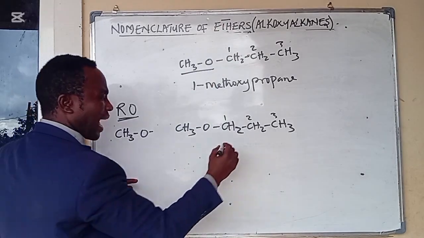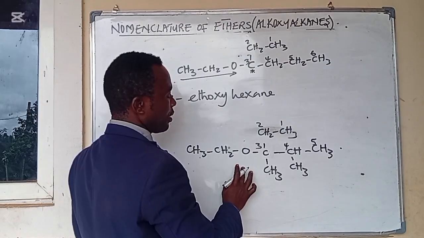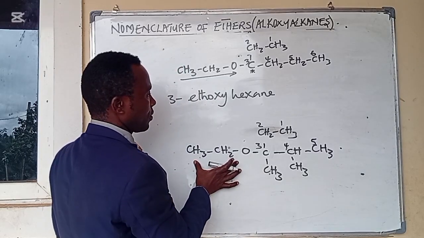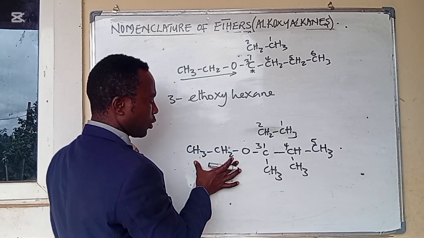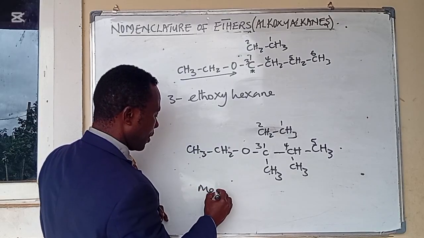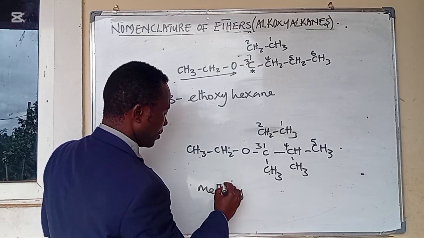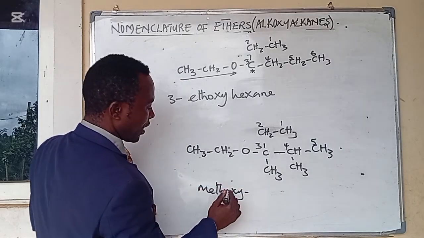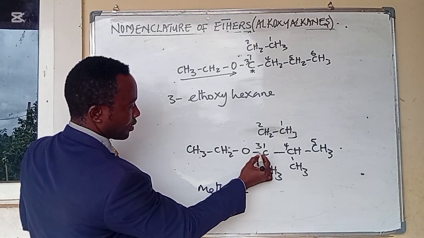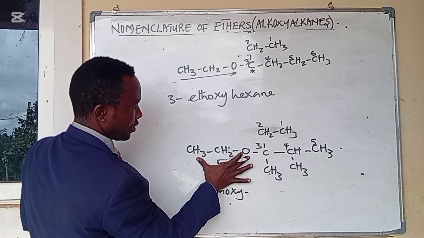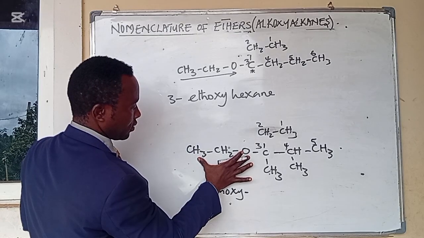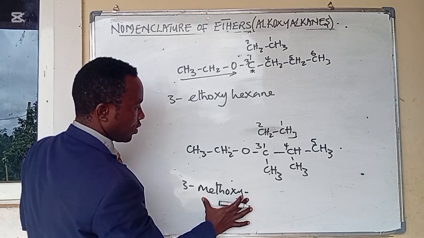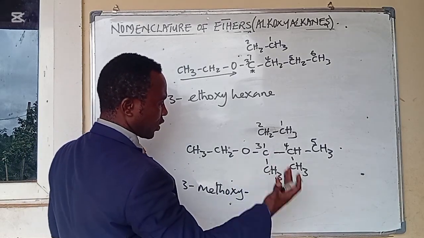ethers are alkanes, in which the name of the compound, we start with the alkoxy part in our nomenclature. So that is a methoxy. Then the methoxy is placed at carbon number 3. This methoxy is attached to carbon 3. So that is 3-methoxy. Then name the substituents.